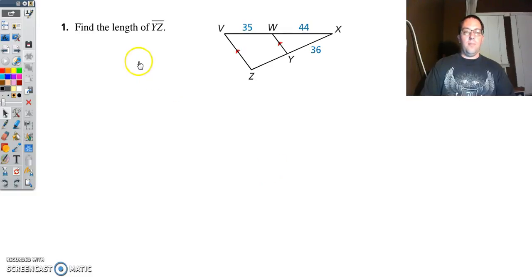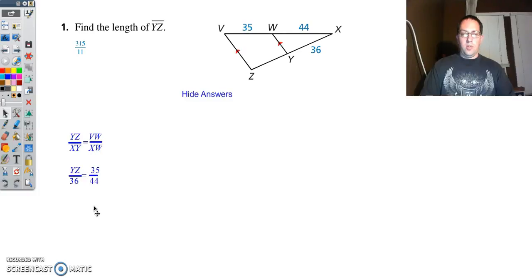All right, let's see how you did. We get an answer of 315 over 11. If that's not what you got, let's see how we do that. First, we set up our proportion, so make sure you have your proportions set up. We have VW and WX, and YZ and XY. Plug in the numbers, then just cross multiply and divide: 36 times 35 divided by 44. And it gives you 315 over 11.